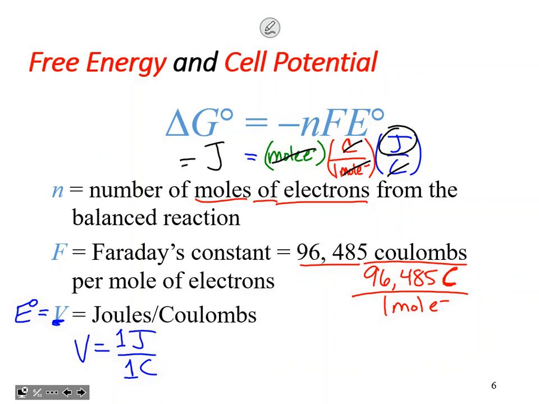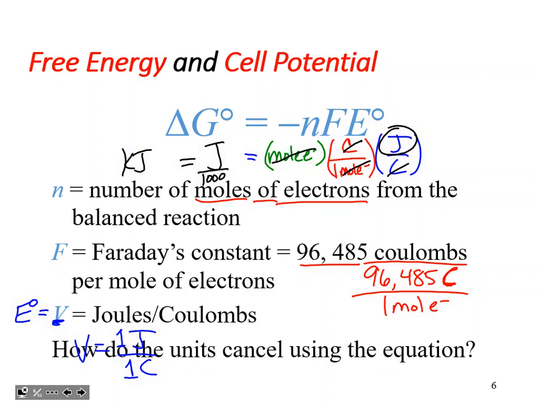You would get the joules here, and then you would change it over to kilojoules, because we usually report delta G in kilojoules. Divide this by 1,000 and get your delta G in kilojoules. That's how the units cancel for this particular equation. And this one takes the free energy, the delta G, and encompasses it with the cell potential, which is the E with the little degree symbol, at standard conditions. So how do the units cancel? Well, I already did that part, but there we go.